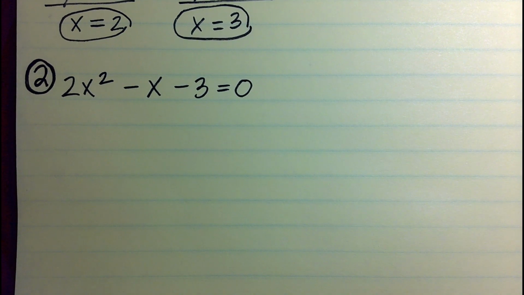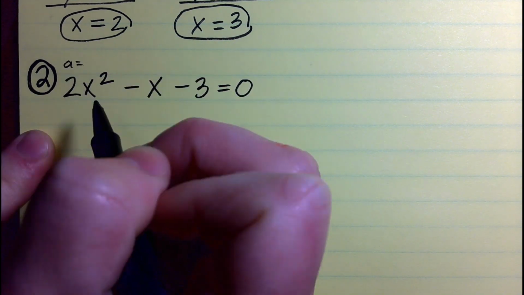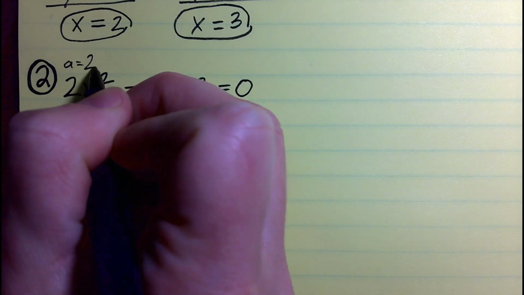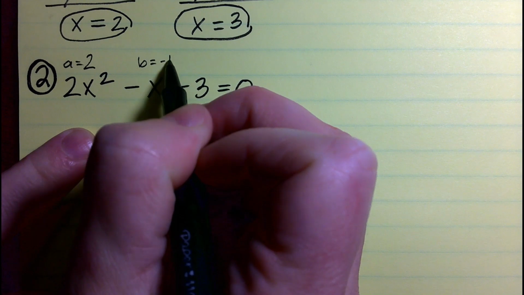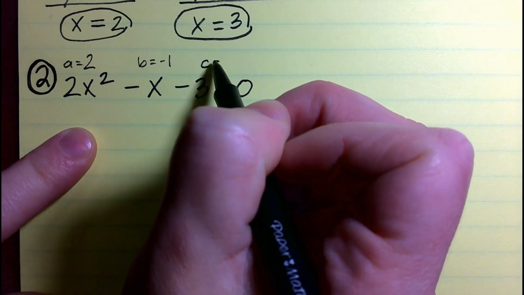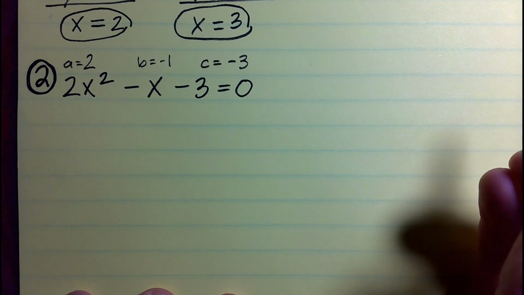What's going on in number 2? Identify your A, B, and C. Yeah, let's talk about our A, B, and C. What's our A? 2x squared. 2. B is -1. C is -3.